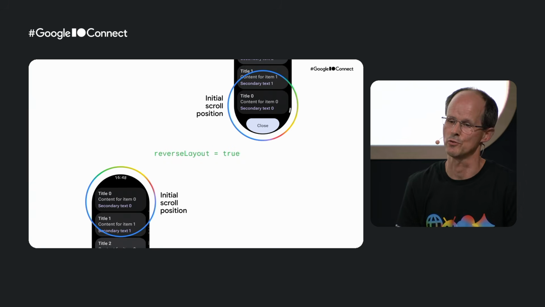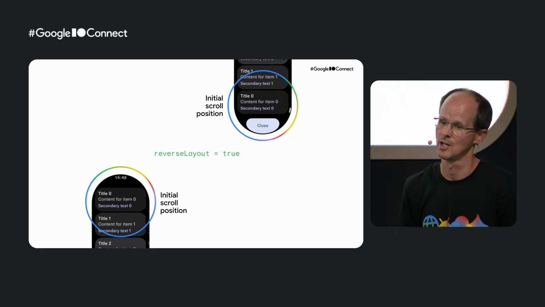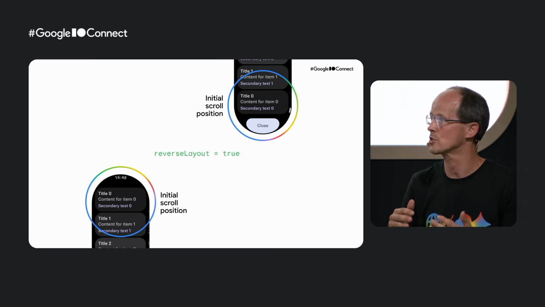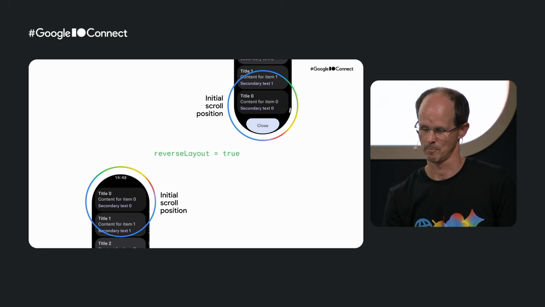We also added the new reverse layout parameter that reverses the layout, as the name suggests, starting with the scroll position at the bottom instead of at the top of the list. And this is really great for messaging apps.